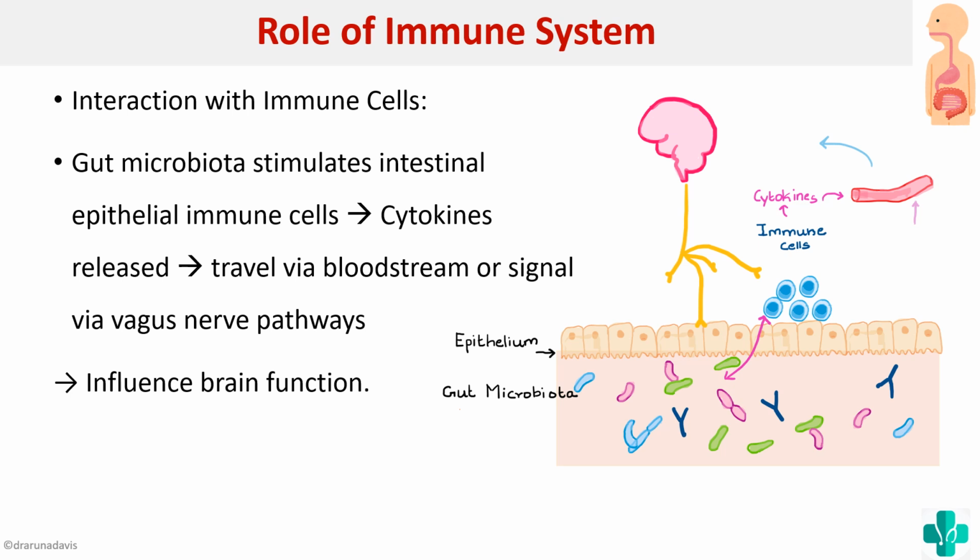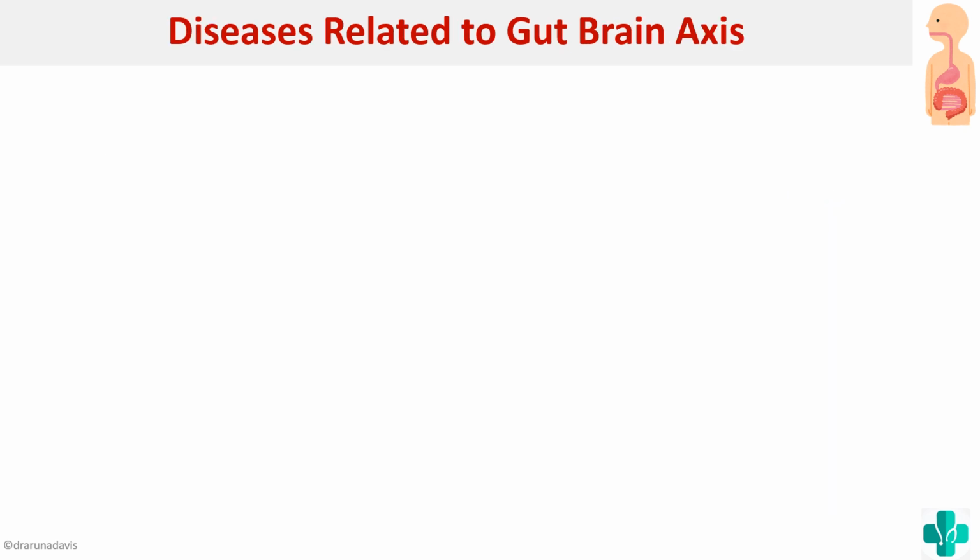So why are we learning about this? Why is this so important? Because if there is any alteration in this axis, it can lead to a lot of diseases. So what are the different diseases related to the gut-brain axis? As I said before, these metabolites like short chain fatty acids have an effect on the mood, cognition and emotion. So obviously it has a role to play in mental health.